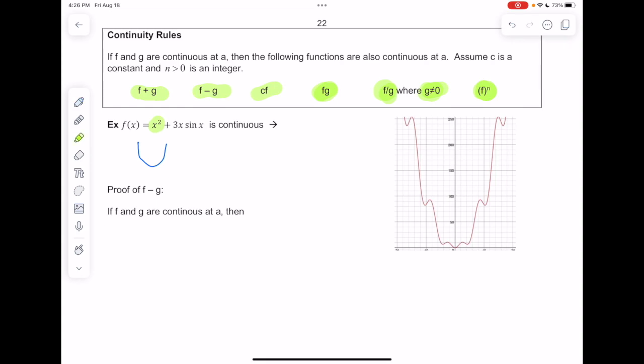How about the 3x part? Y equals 3x is a line. That's all connected and therefore continuous. And then finally, how about the sine of x piece? Well, that one, if you think back to trig, just waves back and forth. So that one is also continuous.